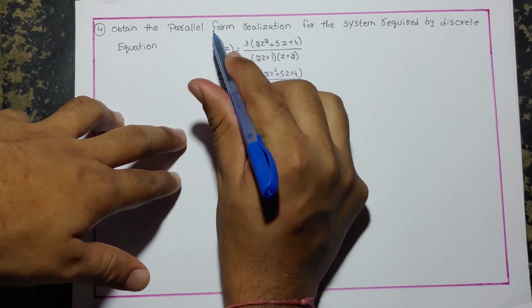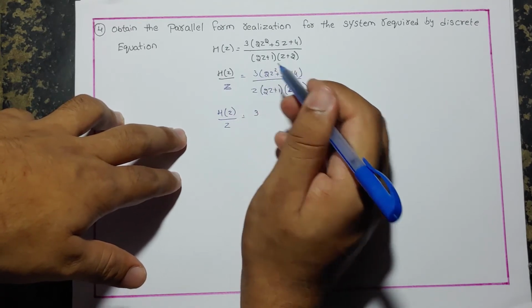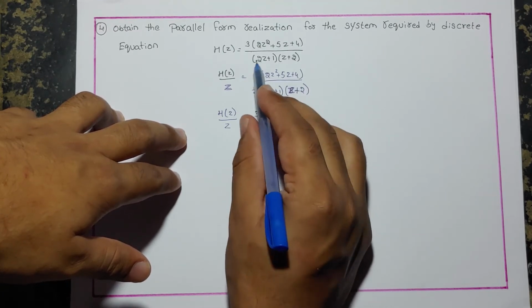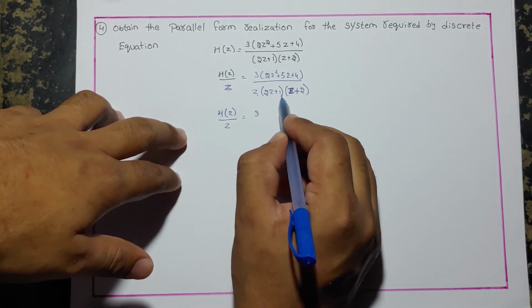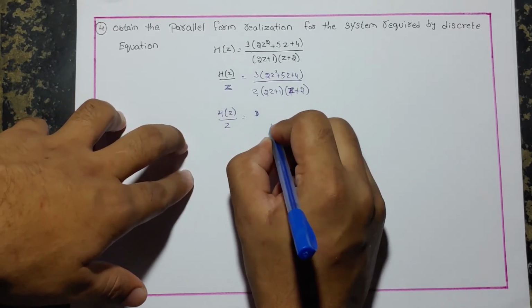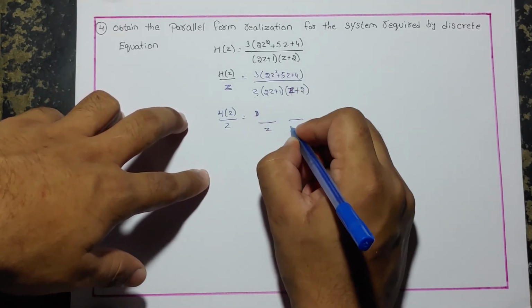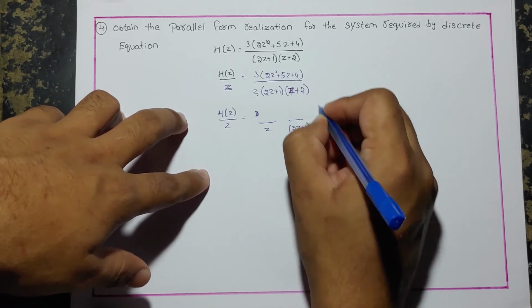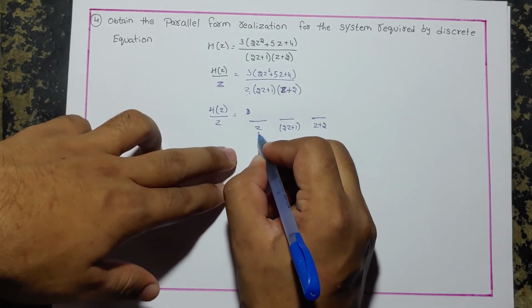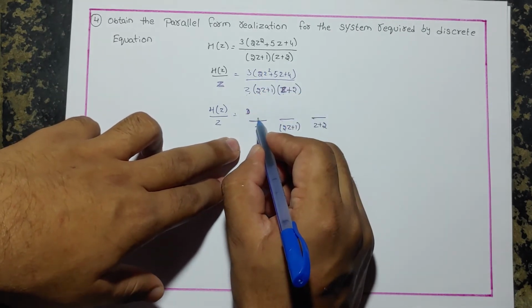Now in parallel form we have to make the given equation in the format of H of z by z, that is equal to 3 of 2z square plus 5z plus 4 by z times of 2z plus 1 times z plus 2. Now let us divide the whole equation into parts, that is for z, for 2z plus 1 and for z plus 2. Let us make each denominator equal to 0 and substitute the z value in the given equation to obtain the quotient of this term.